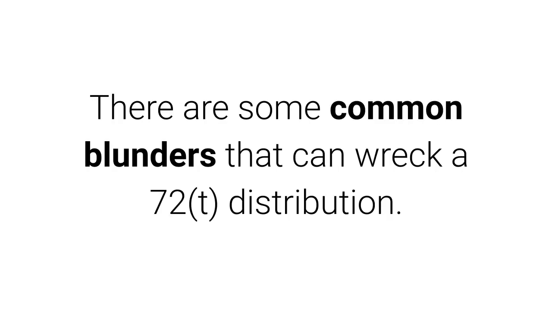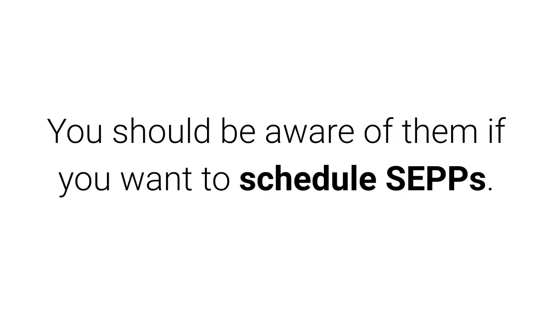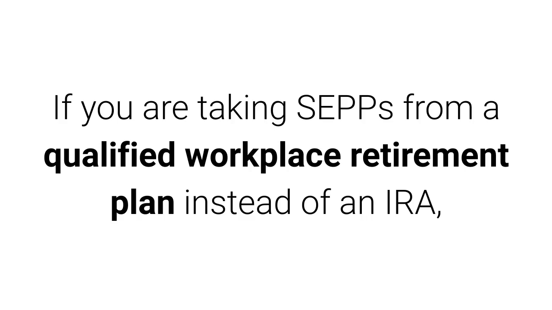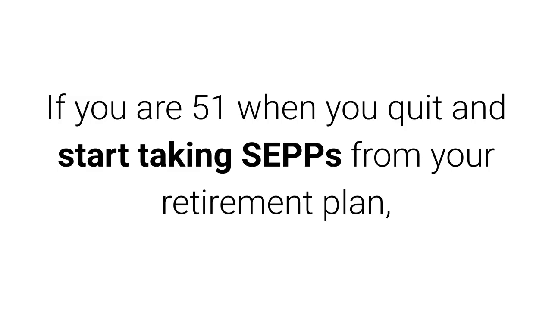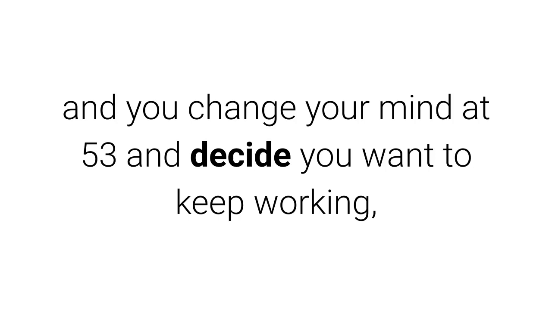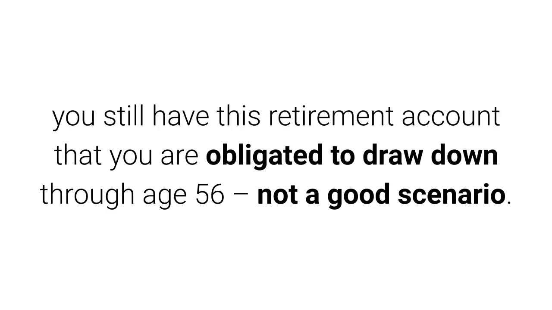There are some common blunders that can wreck a 72T distribution. You should be aware of them if you want to schedule SEPPs. If you are taking SEPPs from a qualified workplace retirement plan instead of an I.R.A., you must generally separate from service, that is, quit working for that employer, before you take them. If you are 51 when you quit and start taking SEPPs from your retirement plan, and you change your mind at 53 and decide you want to keep working, you still have this retirement account that you are obligated to draw down through age 56.